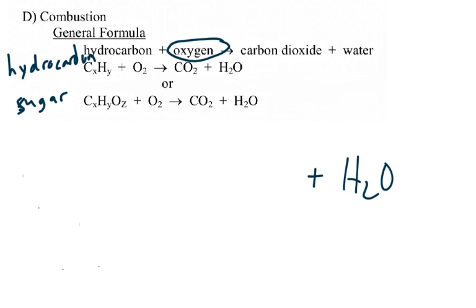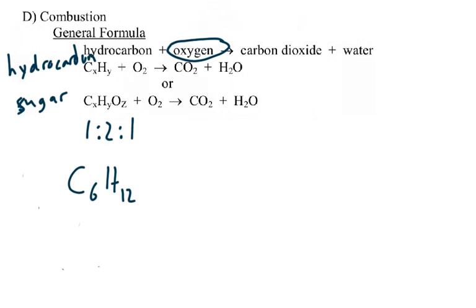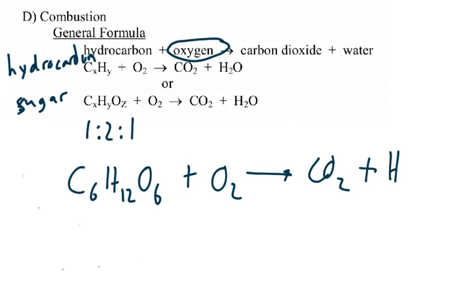I don't know if you remember from biology days, but sugars are usually a 1:2:1 ratio of carbon to hydrogen to oxygen. One of the most popular ones is glucose. Notice the ratio here. So any sugar has this 1:2:1 ratio, and when it burns in the presence of oxygen, you will generate carbon dioxide and water. So this is another example of these types of combustions.